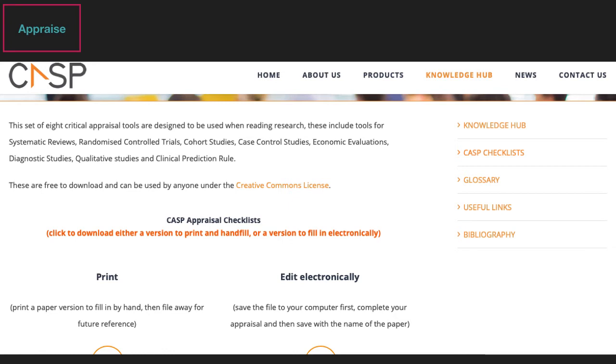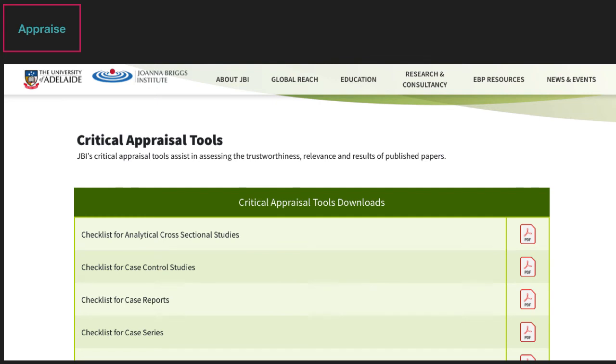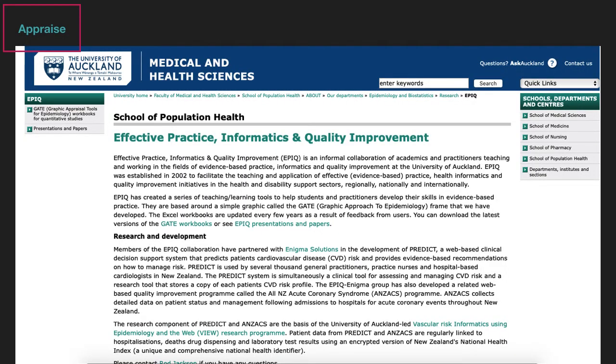There are a lot of websites for critical appraisal, like CASP. In CASP, everyone will find a checklist for critical appraisal, and those checklists are for systematic reviews, randomized controlled trials, and cohort studies. You will find many checklists, one for every study type. There are other critical appraisal tools on the university web page as well.